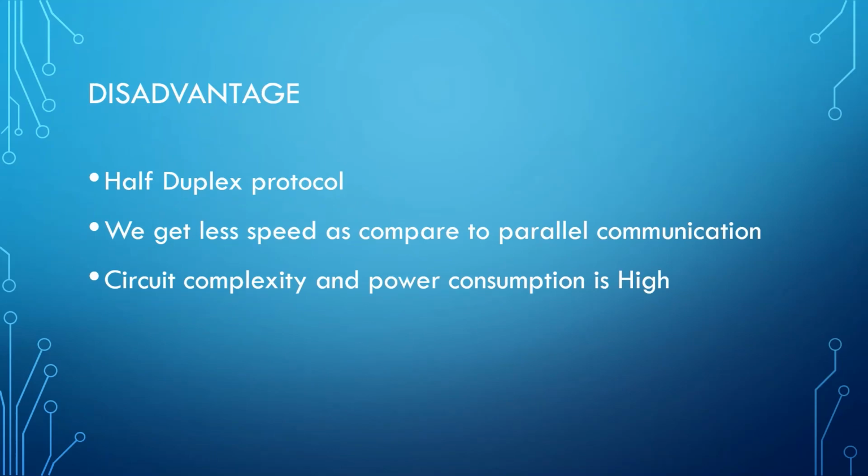And the disadvantage of I2C is that it's a half duplex protocol, means we cannot send and receive data simultaneously. We get less speed as compared to parallel communication, obviously. So circuit complexity and power consumption are obviously high in the case of I2C.